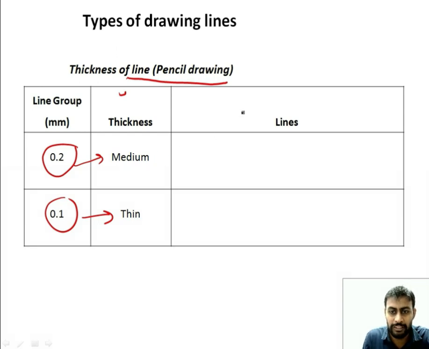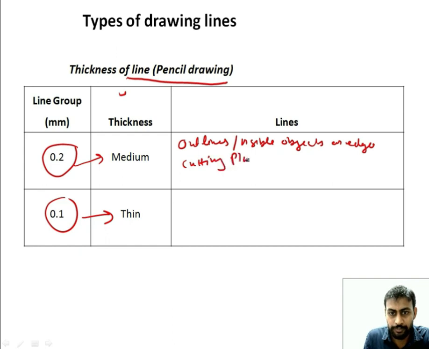What is the application of these two lines? Basically, the 0.2 mm line, having a medium grade thickness, we will use for the outlines, or you can say the visible lines, visible objects or edges drawn with the help of this medium line. And the second one is cutting plane lines, also represented with the medium thickness of pencil, that is, you can say the H pencil.